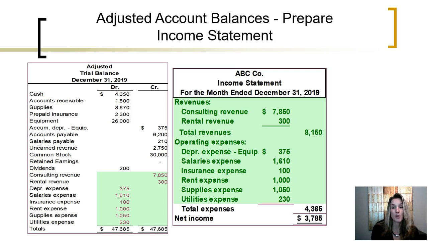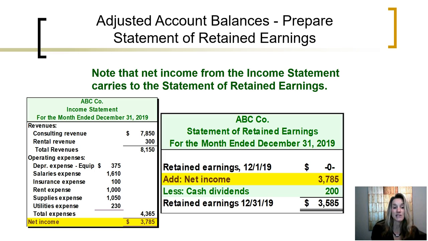So the first report prepared is the income statement. The income statement reports the revenues and the expenses. The next statement that is prepared is the statement of retained earnings. The statement of retained earnings is reporting the change in retained earnings from the beginning of the accounting period to the end of the accounting period.